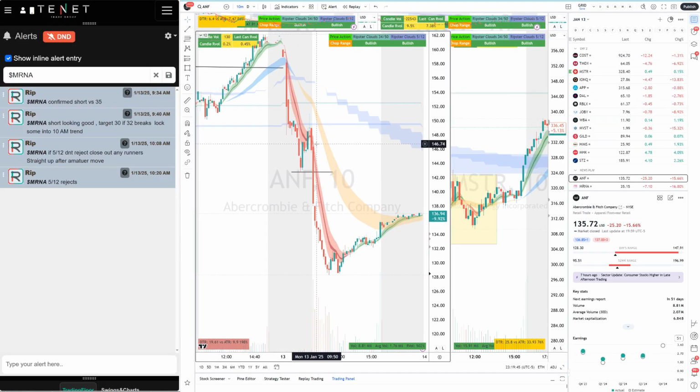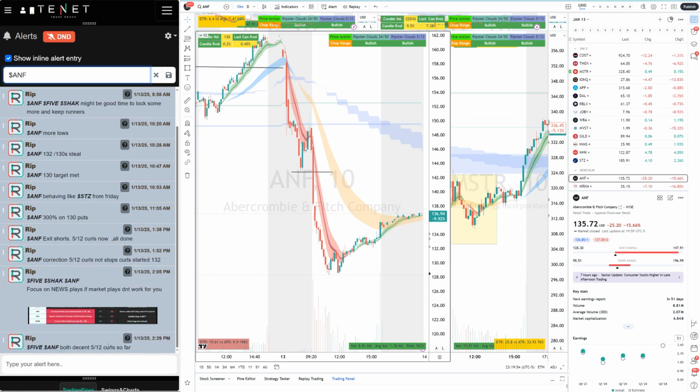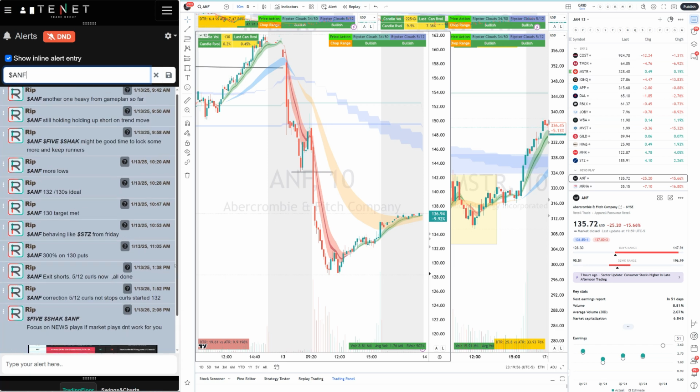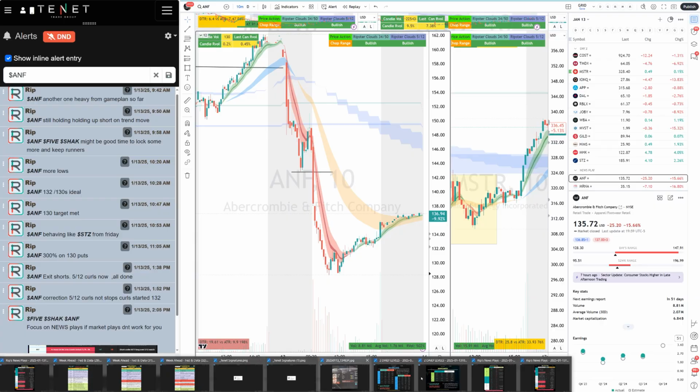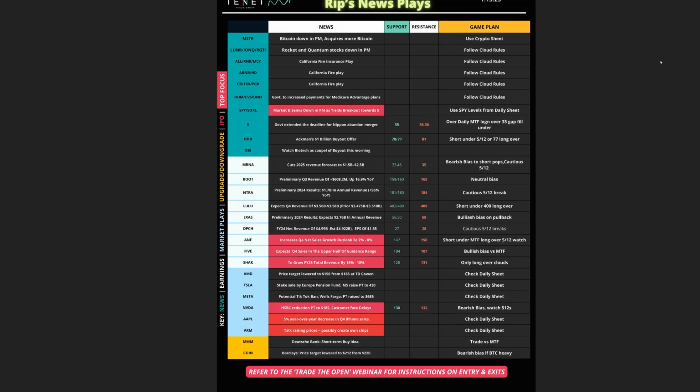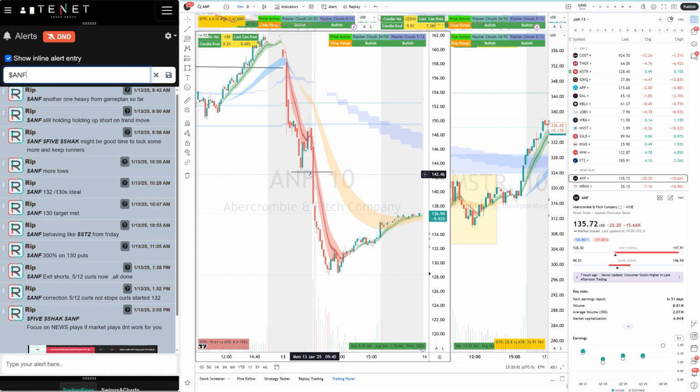But as soon as I saw that it couldn't push over any of the MTF clouds, breaking the pre-market lows, that becomes a high confidence short. And that's why I mentioned as well, I already gave the plan in the pre-market to short it. That's why I made it red. And then it flushed, and I did mention right here, hold the short on the trend move. 130 and 132 were my two targets. We met our 130 target.